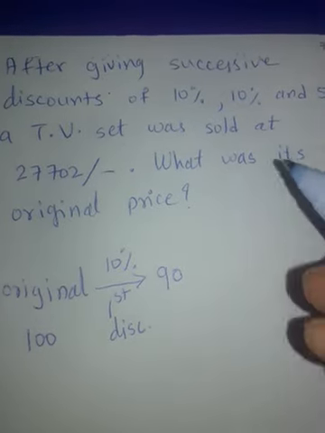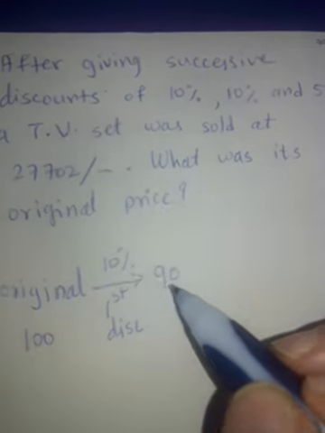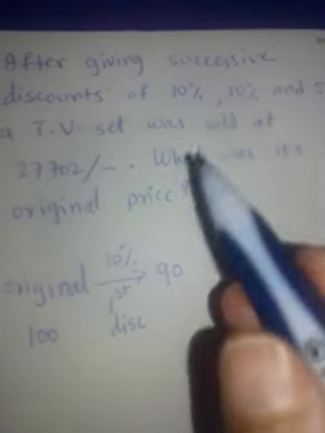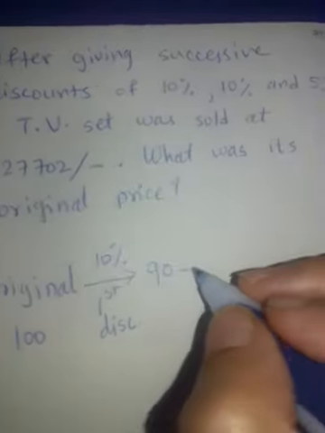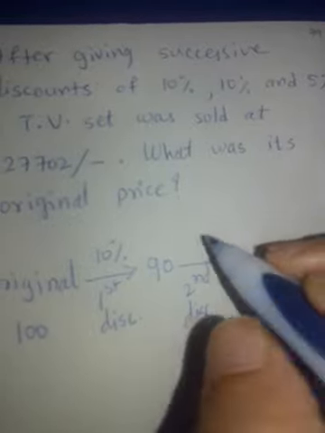Am I very clear? And the second discount 10, it is given on 90. It is not given on 100. It is given on 90. This is second discount of 10%.